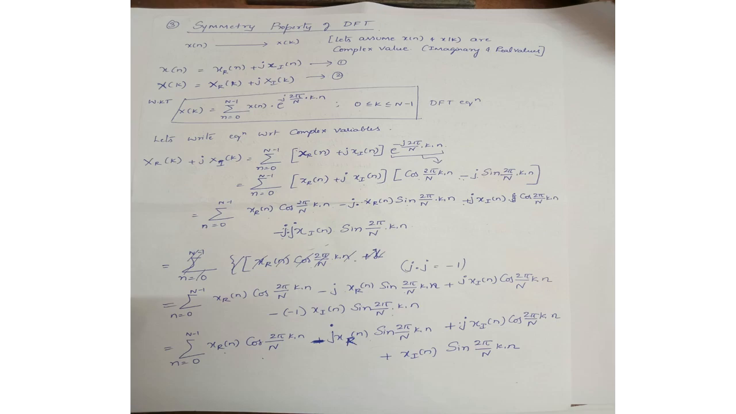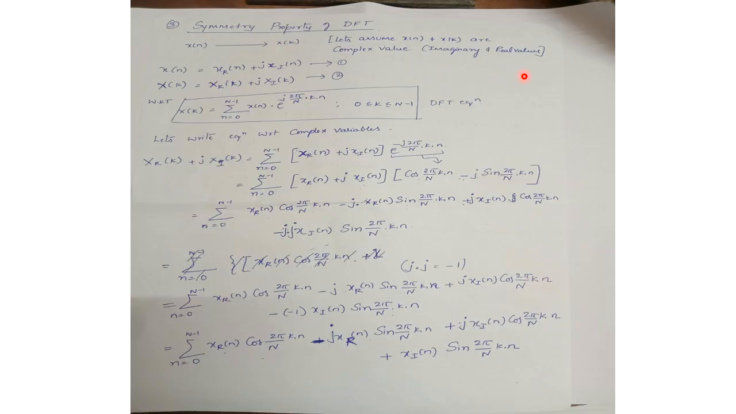So let us come to the property now. This property will be asked for about 6 to 7 marks in the examination. You have to state the property which you are seeing on the screen. It says that if x of n has the DFT x of k, let us assume x of n and x of k are complex valued, with real and imaginary parts.